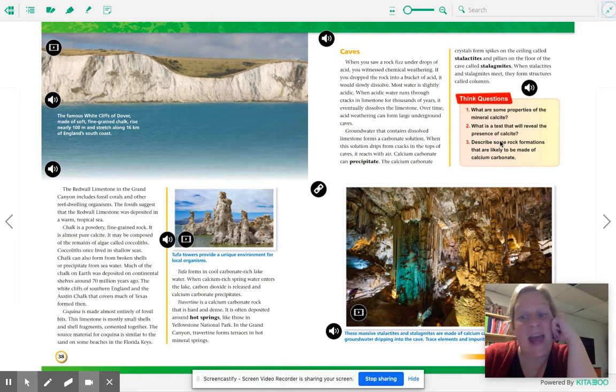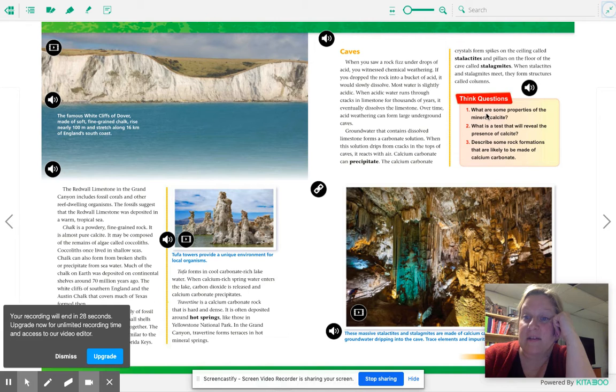Here are our think questions. The think questions are going to be asked in some form on our Edpuzzle here, but also on the check-in. What are some properties of the mineral calcite? That was in our first reading, so I'm even giving you a hint. What is a test that will reveal the presence of calcite? What do scientists take around with them to show them, if they want to say, hey, is this rock made of calcite, limestone? What do they put on it? And describe some rock formations that are likely to be made of calcium carbonate. That would be the rock formations or the types of limestone that we just talked about.